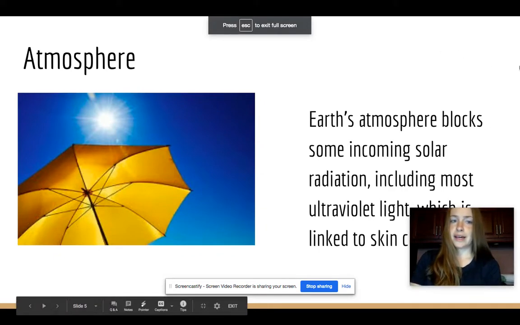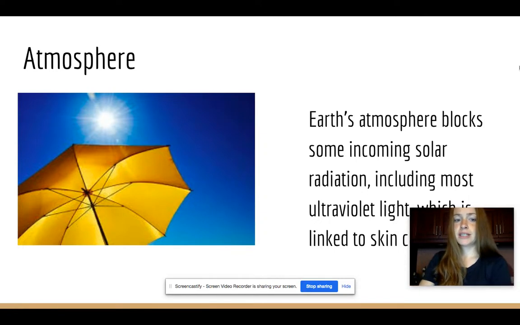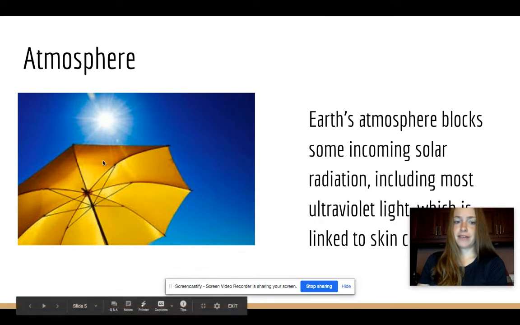Another thing the atmosphere does is it blocks incoming solar radiation. This is very good for us humans because it prevents things like skin cancer. So really you can think of it as this beach umbrella that we have here. It has the same kind of function.